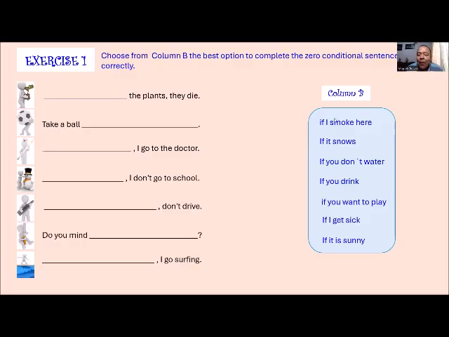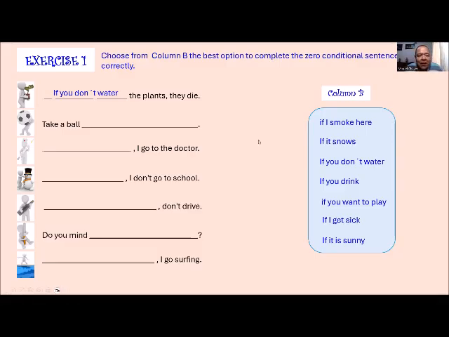What part of the sentence do we need from column B to complete this one? If you don't water. Exactly. Read it completely, please. If you don't water the plants, they die. Thank you, Monica. If you don't water the plants, they die. Thank you, Monica, for your help.